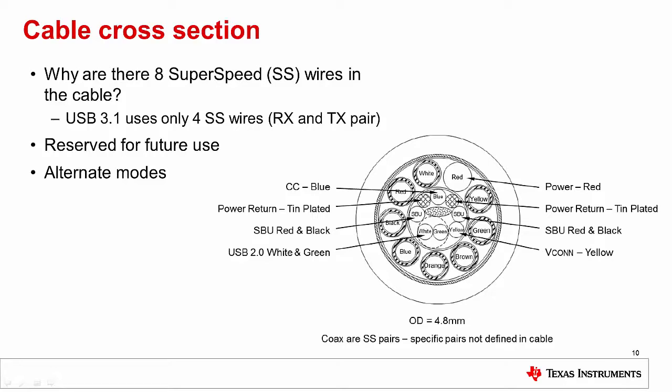But you can see in the cross section kind of where the wires are. The superspeed wires are around the outside layer, and then there's the power wire along with them, and then the rest of the wires, the smaller wires, are bundled together in the center.